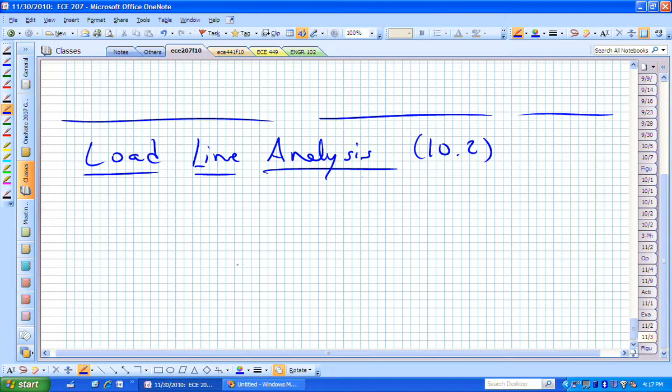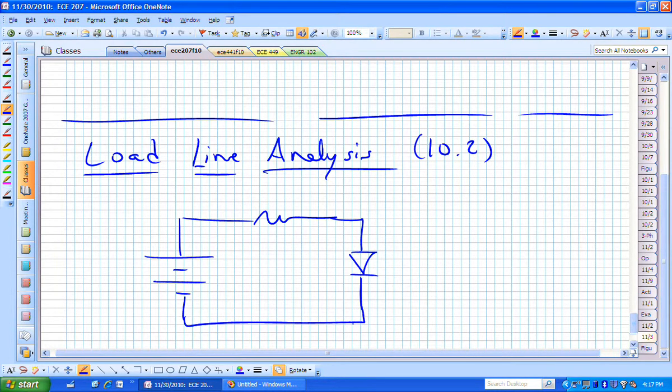Suppose that we start with the following circuit. Here's our battery or supply. Here's our resistor. And there's our diode. Let's say that this is now V sub SS. This is R. Here's our diode voltage, plus to minus from anode to cathode. And there's our current that could or might flow through that diode.